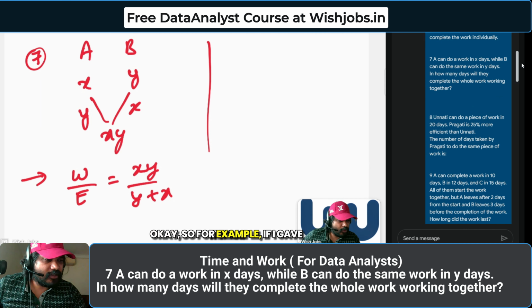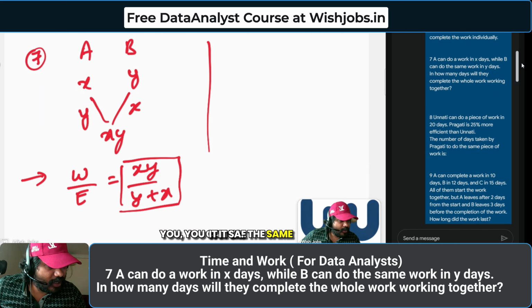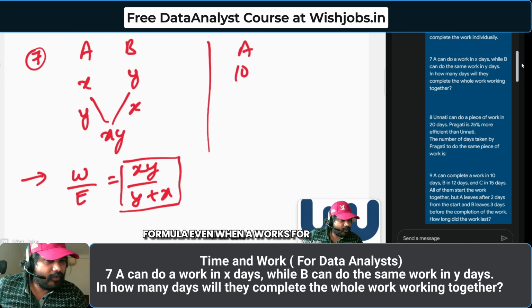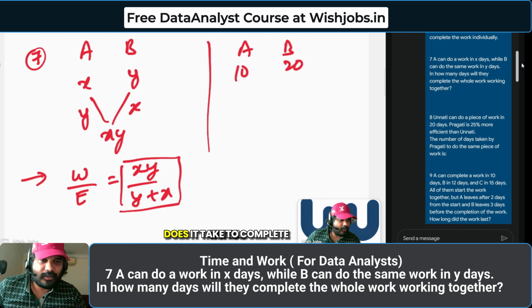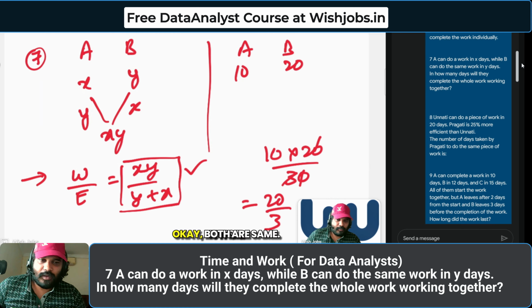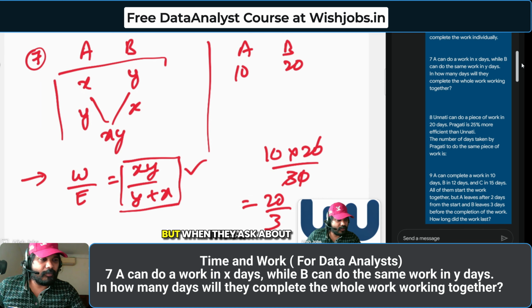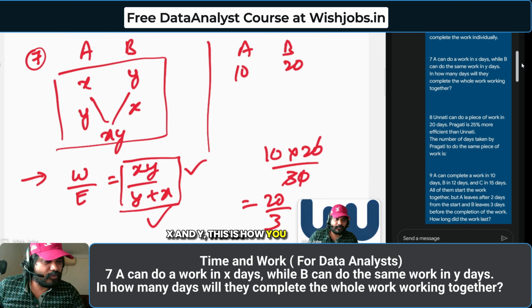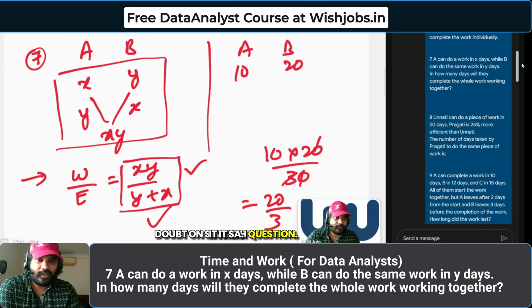So for example, you can use the same formula. Even when A works for 10 days, B works for 20 days, tell me how much time it takes to complete the whole work. You can just substitute the values and get the answer. 10 into 20 by 30, which will be 20 by 3. Both are the same. You can do it anyhow. But when they ask about X and Y, this is how you need to get the answer. Doubt on the seventh question?